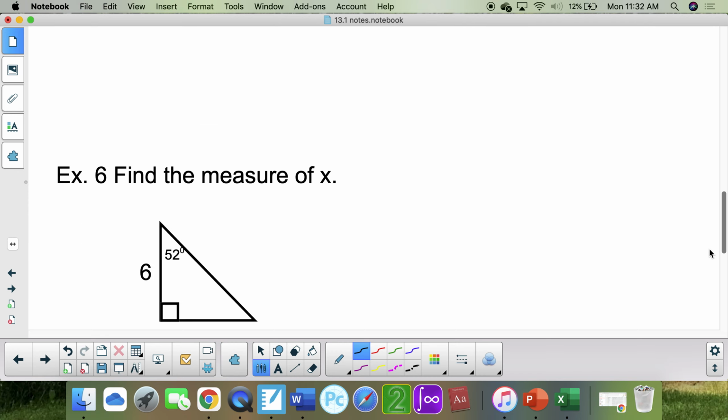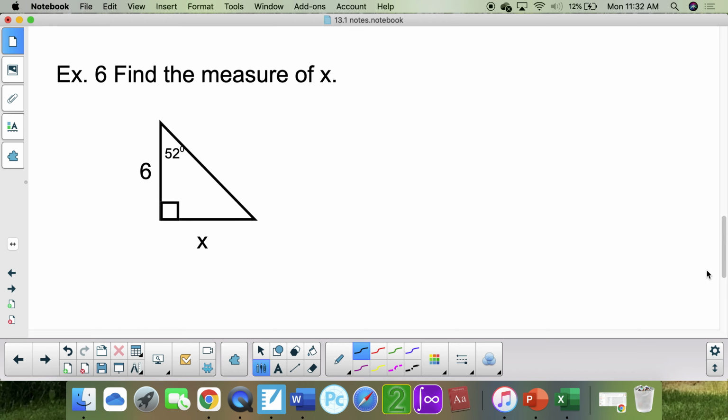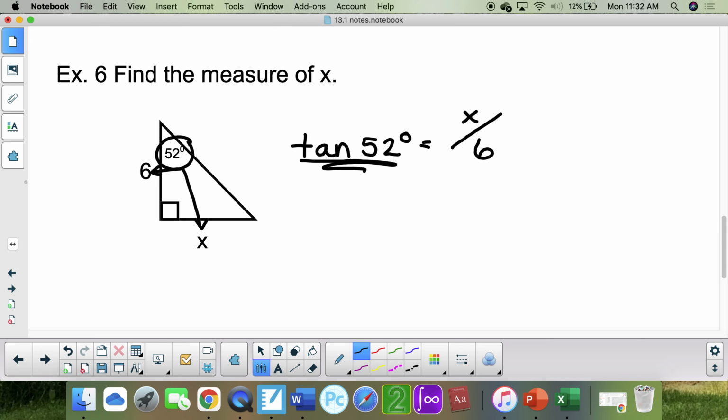Let's do another one right here. Let's do another side. Well, we know that this is the angle, and we know the side opposite, and we know the side adjacent. So we're going to do the tangent of 52 degrees because we know the side opposite over the adjacent. So all you're going to do is find the tangent of 52 and multiply both sides by 6 to find what x is. Tangent of 52 times 6, which is 7.7.